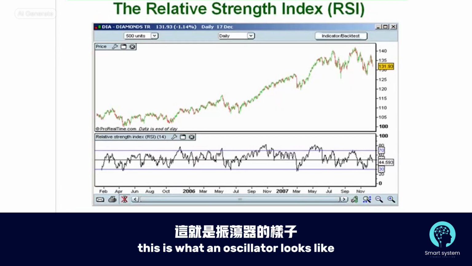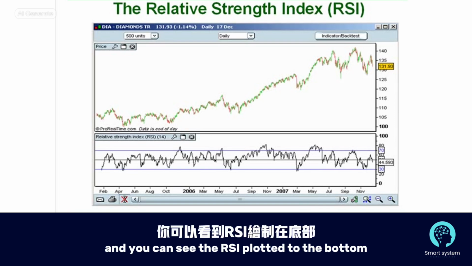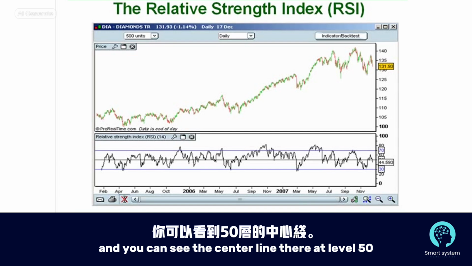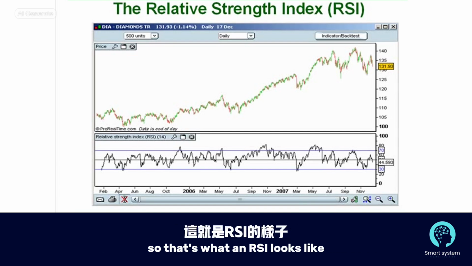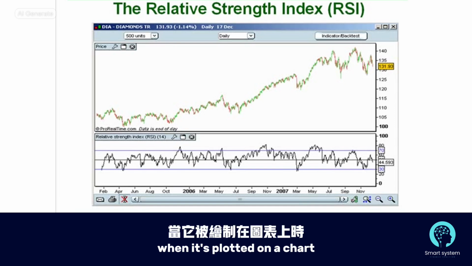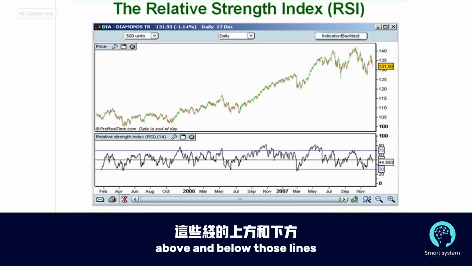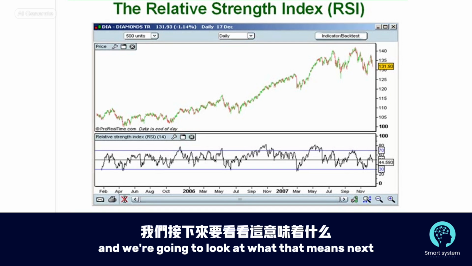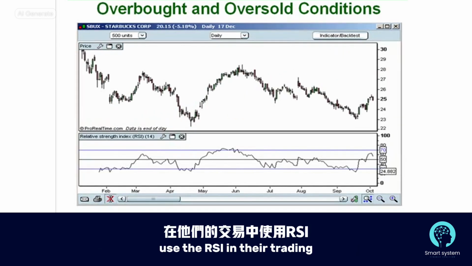This is what an oscillator looks like. You can see the price chart there, and you can see the RSI plotted at the bottom, and you can see the center line there at level 50, and the upper band at 70 and the lower band at 30. So that's what an RSI looks like when it's plotted on a chart. And you can see how it fluctuates above and below those lines, and we're going to look at what that means next.